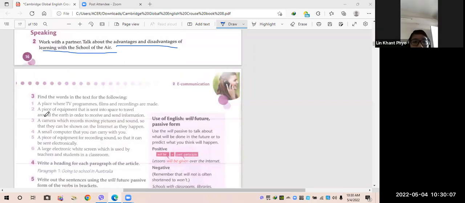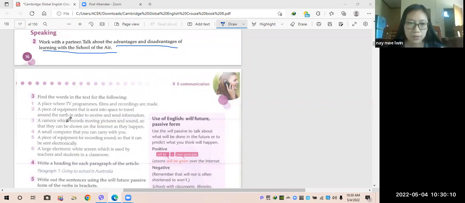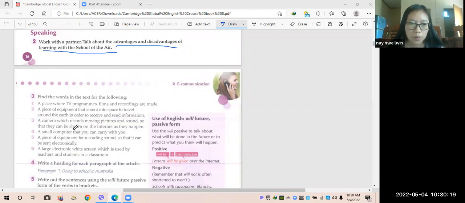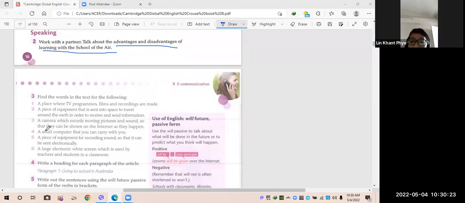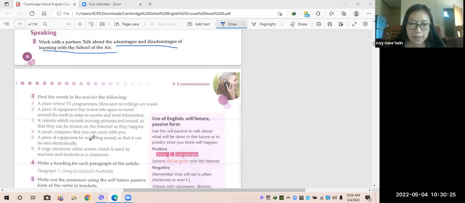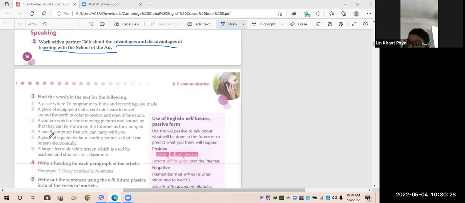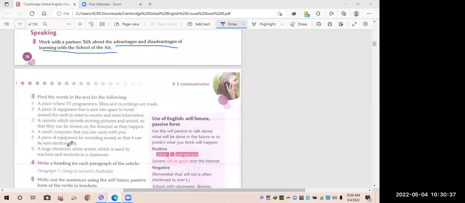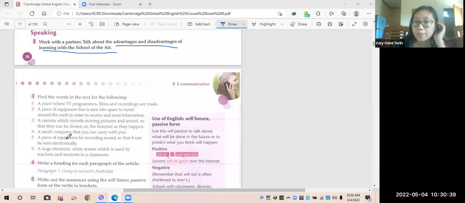And how about 3? A camera which records moving pictures and sounds so that they can be shown on the internet as they happen. Webcam, correct. A small computer that you can carry with you: laptop. A piece of equipment for recording sound so that it can be sent electronically: microphone. A large electronic widescreen which is used by teachers and students in the classroom: interactive whiteboard, correct.